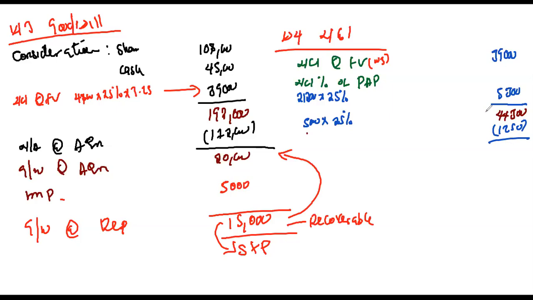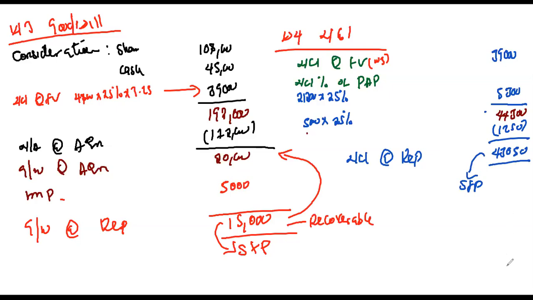Remember, this was the NCI at acquisition, this figure. Now, what is it at report? What's our NCI at report now? Minus 44,300. Is it 43 something? 43,050. Okay, so this figure goes to the SFP.